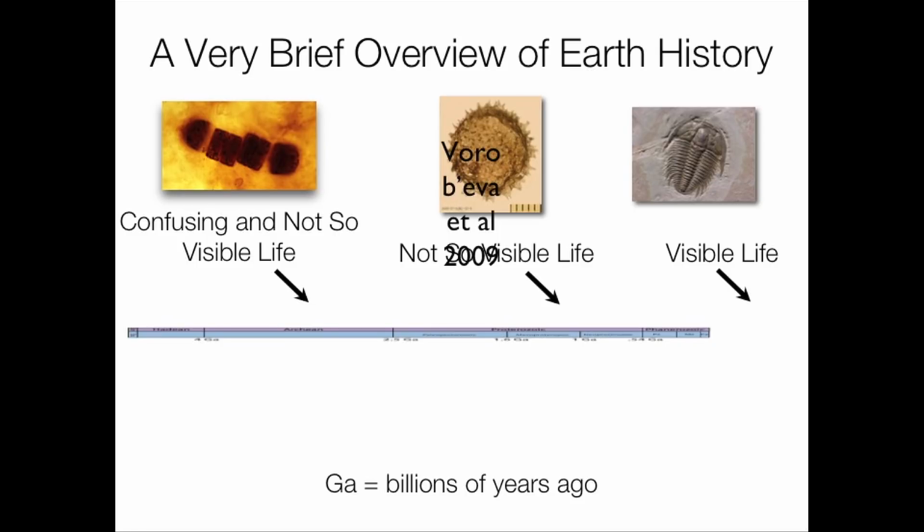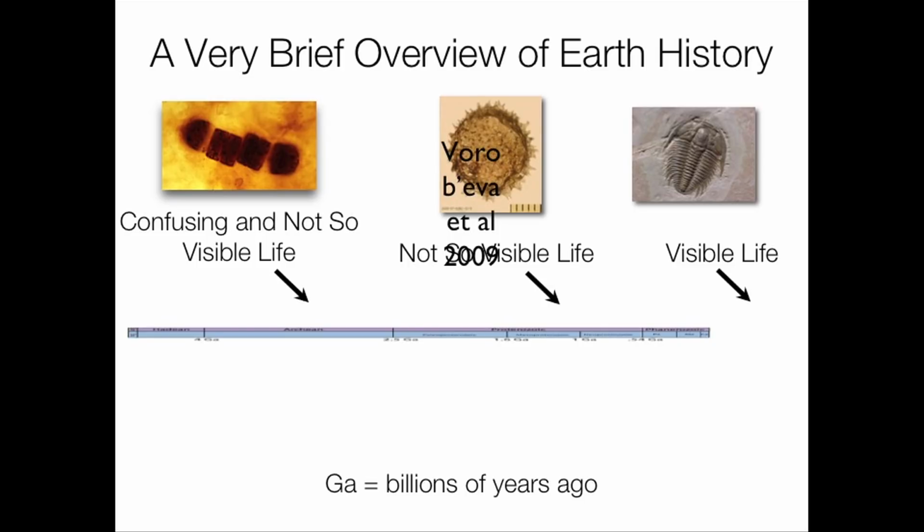And so here are some representative fossils from these three time periods. Things like trilobites, which you can see with your eye. You can walk up to a rock and see a trilobite. Not so visible life would be things that are microscopic. And then confusing and not so visible life, things that may be fossils, but we're not quite sure.